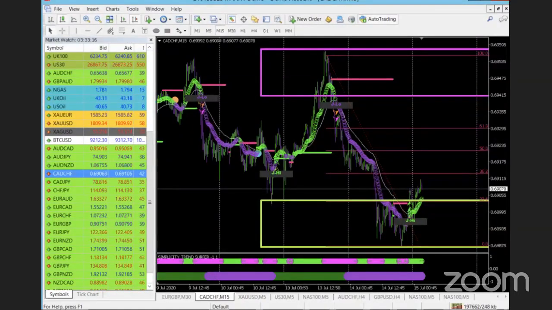Eli, your broker does not offer MT4 mobile. Is there any other way to set up alerts to my phone?